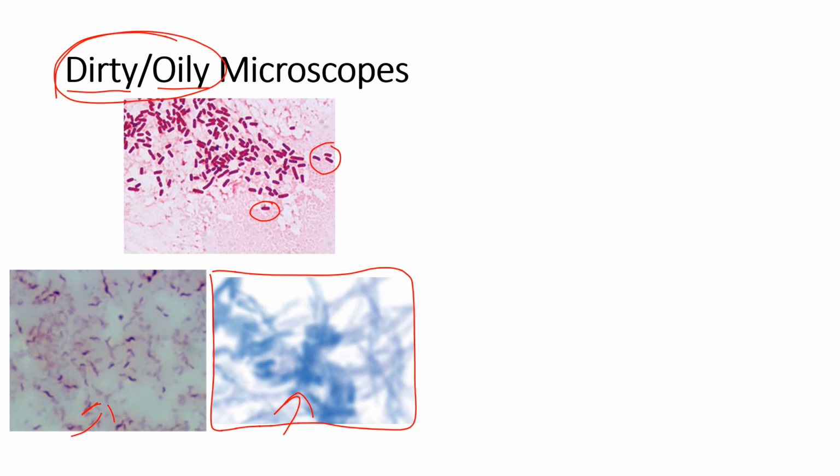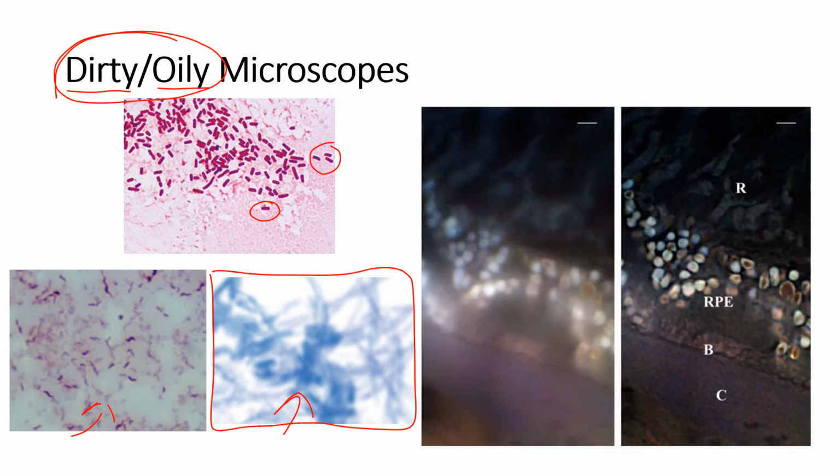So that's why it's really, really important to clean the microscope before you start using it, and also very important to clean the microscope when you are done, so you leave it clean for the next student. And this is just another example of a dirty microscope with the same image. This is what the image should look like, and if it's fuzzy, if you can't get good resolution, it is because your microscope is dirty, it's oily.